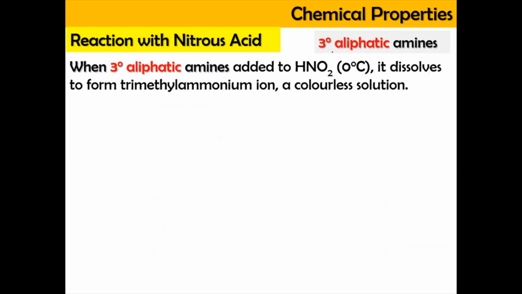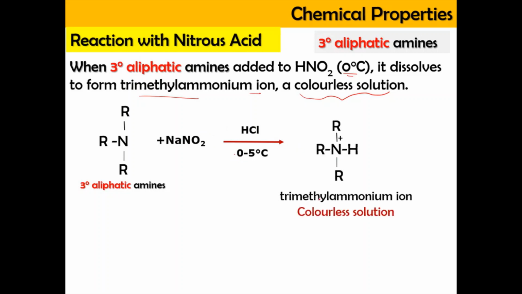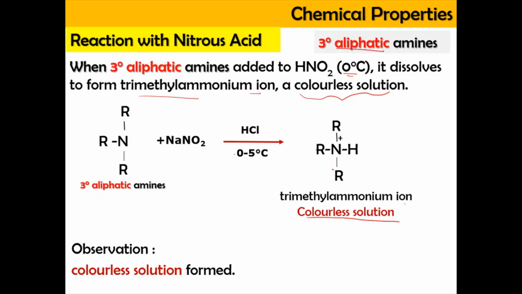Now we're going to look into the tertiary aliphatic amine. When the tertiary aliphatic amine is added to the nitrous acid at low temperature, it dissolves to form a trimethylammonium ion, and hence forms a colorless solution. So let's say you have a tertiary aliphatic amine here, reacting with the nitrous acid at low temperature, what you're going to produce is a trimethylammonium ion. And this is going to produce a colorless solution. And hence, for the observation, you can just say that a colorless solution is formed. Okay, so we are done with the aliphatic.